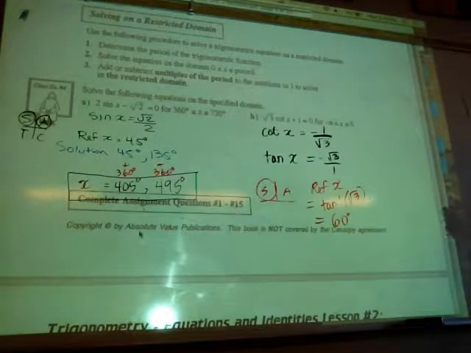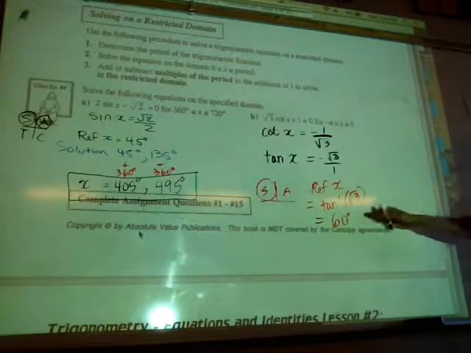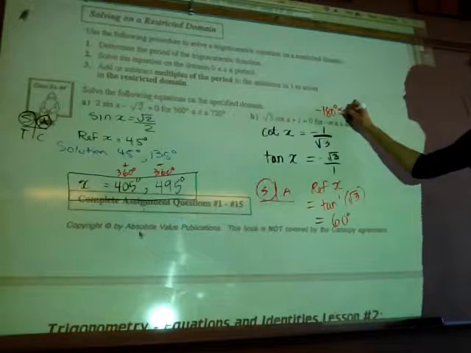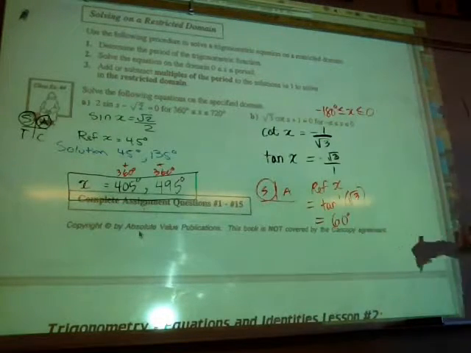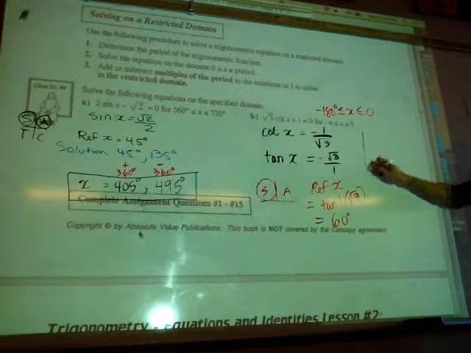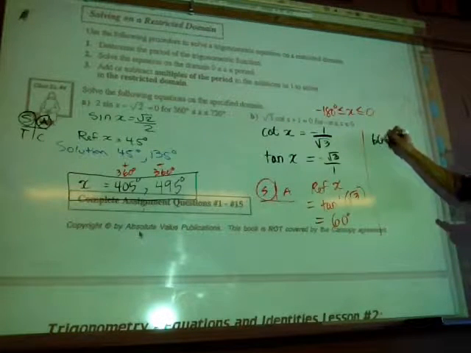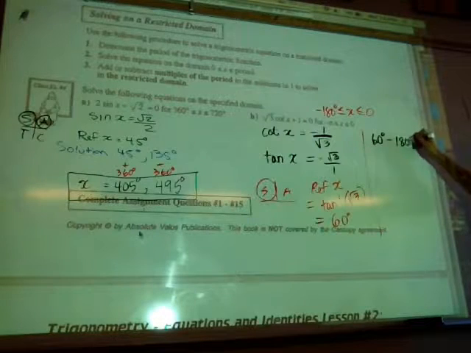So we get 60 degrees. Now we need to take that 60 degrees and find a solution between negative 180 degrees and 0 degrees. So, 60 degrees, let's take it back 180.